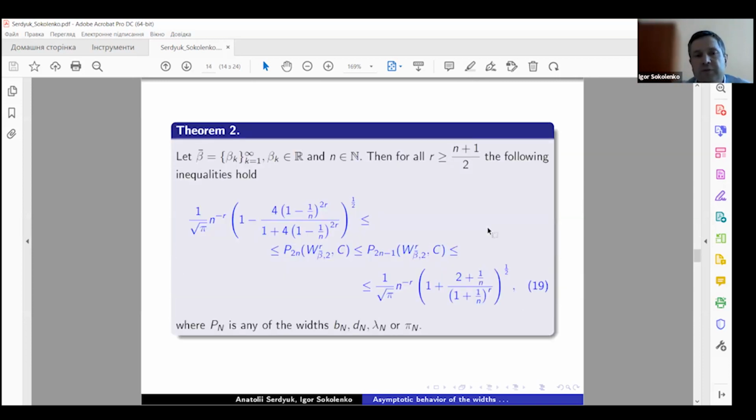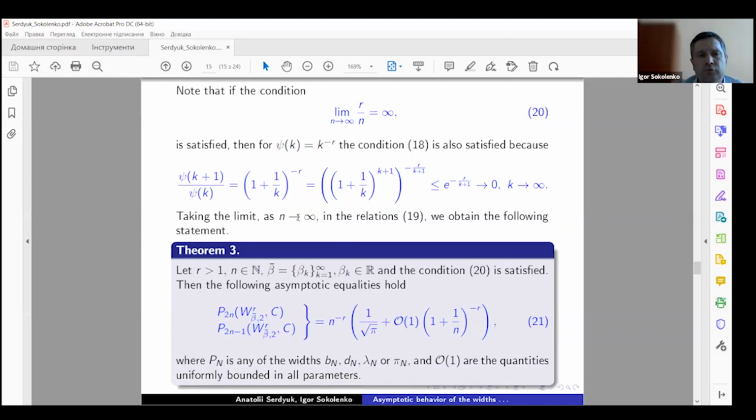Theorem 2 for the classes W^r_{beta,p}. Let beta be a sequence of real numbers and r a positive integer. Then for all r greater than or equal to (n+1)/2, the following inequalities hold. Here the width is any of the widths b_n, d_n, lambda_n or pi_n.